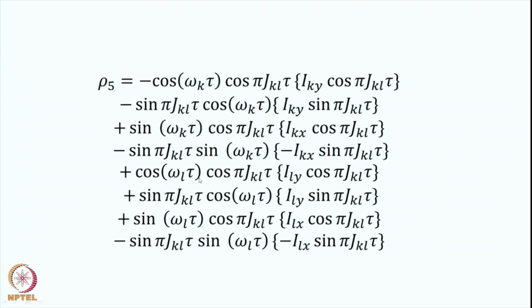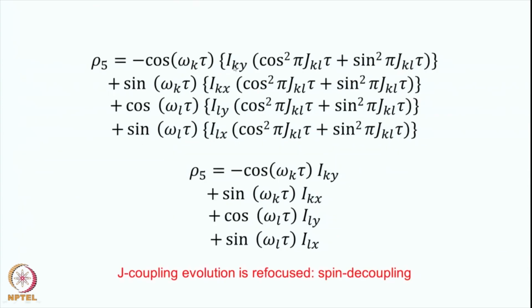So, now we pull together all those which belong to particular operators, and then you get this. Here what we have is the coefficients of I_KY. We pull together those terms which have I_KY. So, here we have minus cos(ω_k τ) I_KY, and inside the bracket we get cos²(πJ_kL τ) plus sin²(πJ_kL τ). Similarly for I_kx, here you have the coefficient sin(ω_k τ) and inside the bracket cos²(πJ_kL τ) plus sin²(πJ_kL τ).